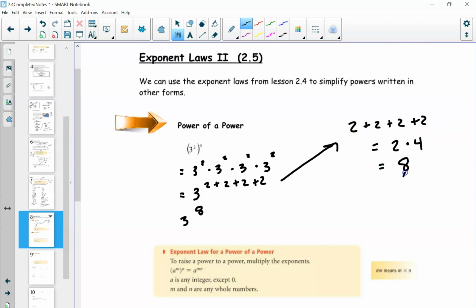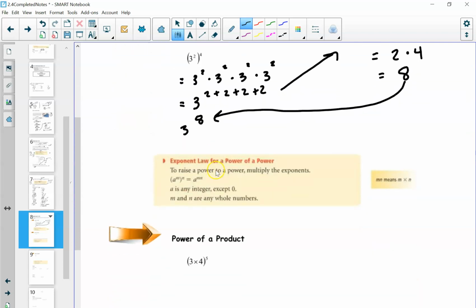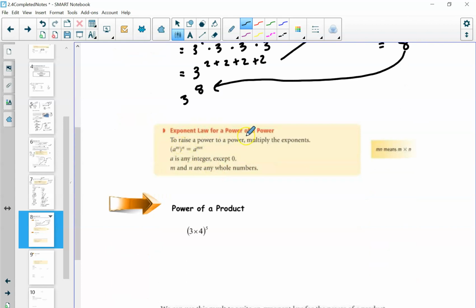So we can use that property to easily find out powers of powers. This time, instead of adding the exponents, we're going to multiply them. 2 times 4 equals 8. So this one, to raise a power to a power, multiply the exponents. Let's just look at that same example we've always had: a equals 2, m equals 3, and n equals 5.